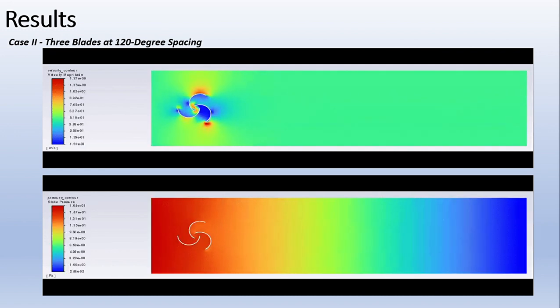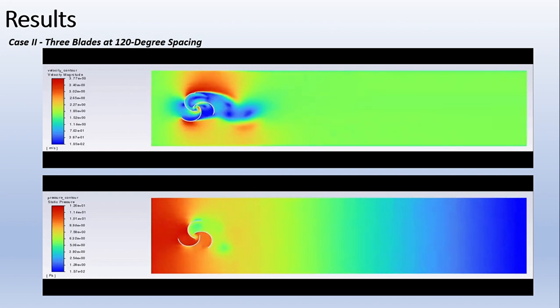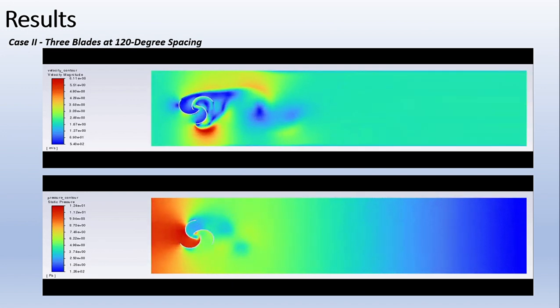Similarly, these are the videos of the velocity contour and pressure contour for the second case, which is 3 blades at 120 degree spacing.